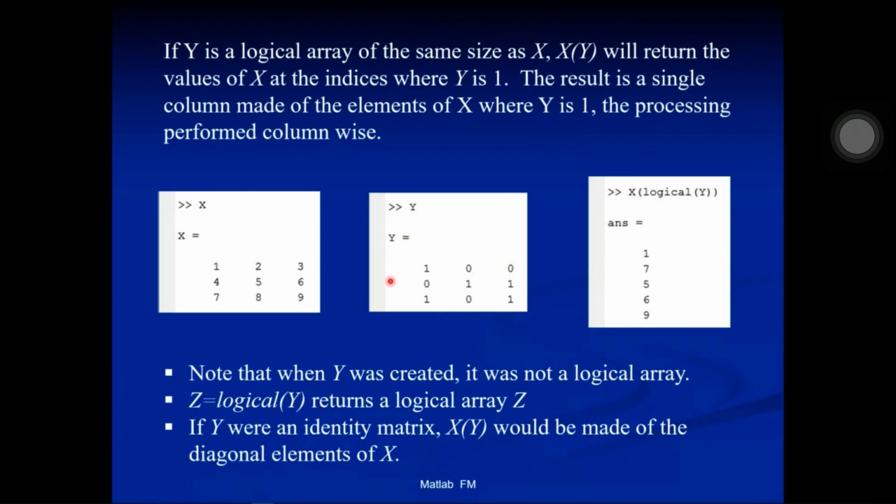So even though I created it, it's not the result of some comparison. It's not a logical array. But I just created this array made of numbers, which are zeros and ones. And by using the logical function, I make believe temporarily that this is the result of some logical equality comparisons. And so give me the value of x for which y is true, or y is equal to 1. Well, obviously, it's equal to 1 here. That's the first row, first column.